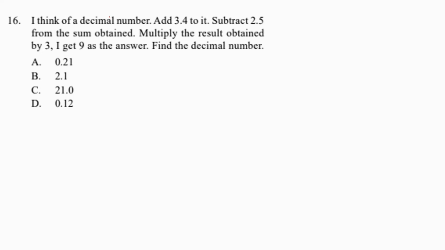Question number 16. I think of a decimal number, add 3.4 to it, subtract 2.5 from the sum, multiply the result by 3, and I get 9 as the answer. Okay, so over here, the number at the start is missing. Then a few operations have been performed, and then the result is given. So basically, this is a scenario of reverse operations.